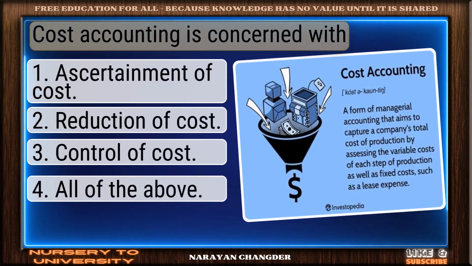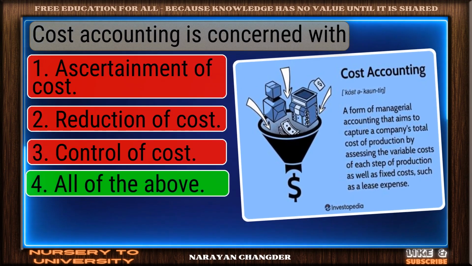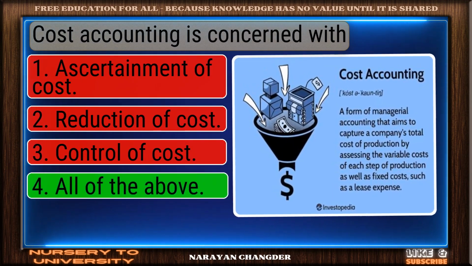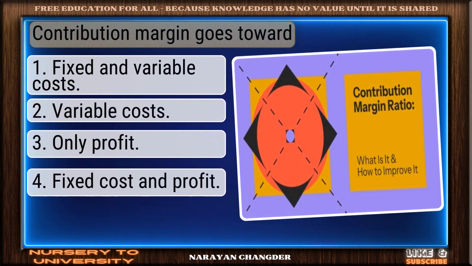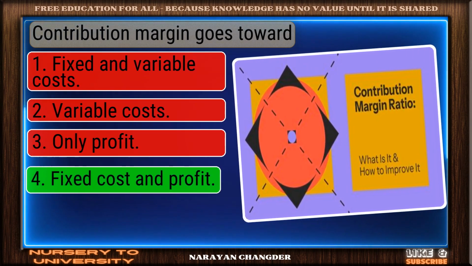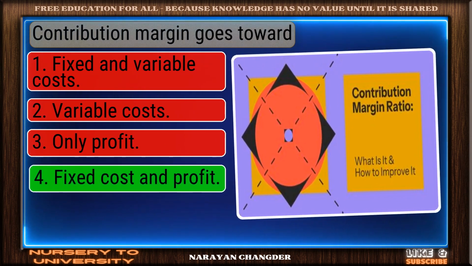Cost accounting is concerned with. You chose all of the above, and it is correct. Contribution margin goes toward. Right again. Fixed cost and profit is a valid answer.